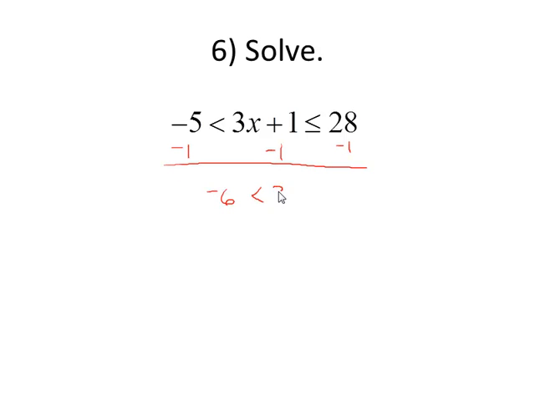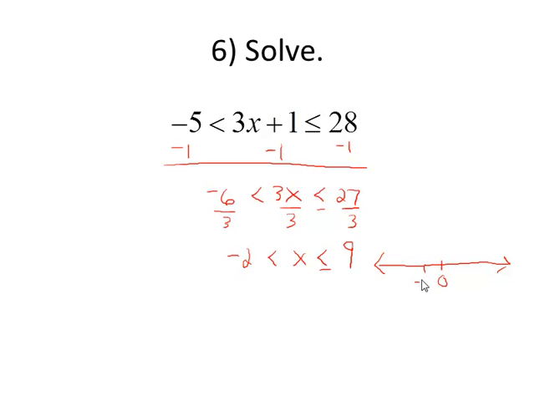Negative 6 is less than 3x, which is less than or equal to 27. Divide through by 3, positive 3, so we don't have to worry about changing signs. Negative 2 is less than x, less than or equal to 9. On the number line, open circle at negative 2, closed circle at positive 9, and we shade between those. Negative 2 comma 9 for the interval notation: parentheses for the open circle, brackets because of the closed circle.